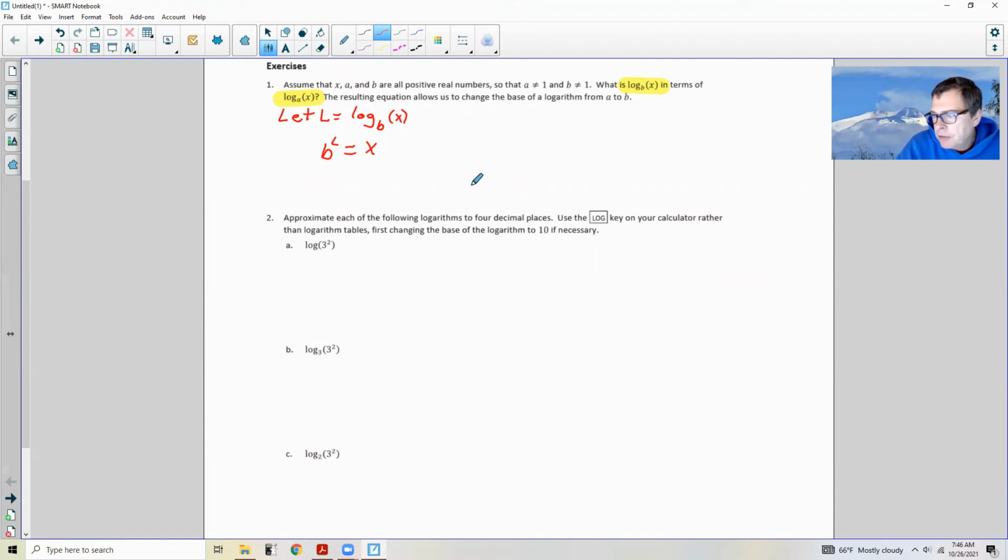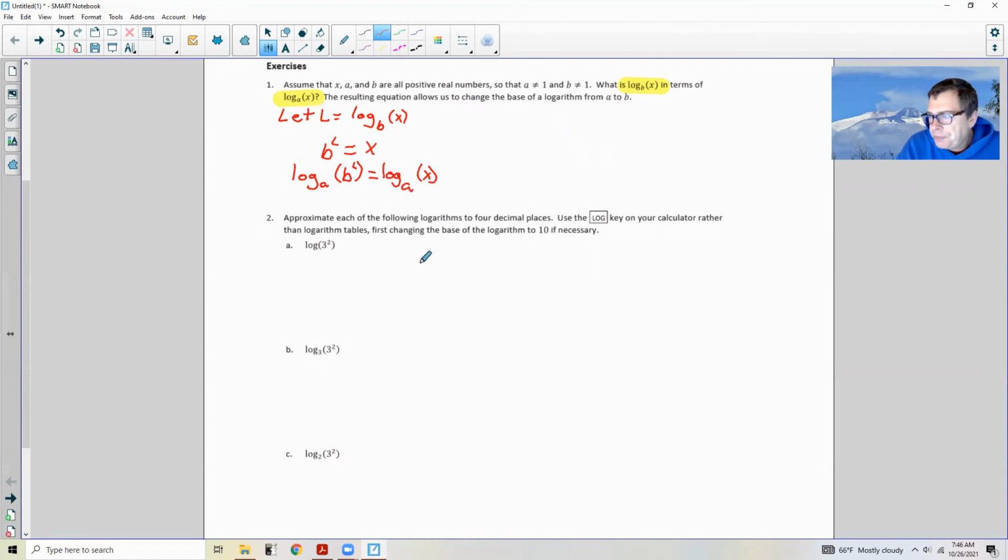That's lesson 12, I believe. Okay, so b to the power of L equals x. So if we take the logarithm of base a of both sides now, then we're going to get log base a of b to the power of L equals log base a of x.